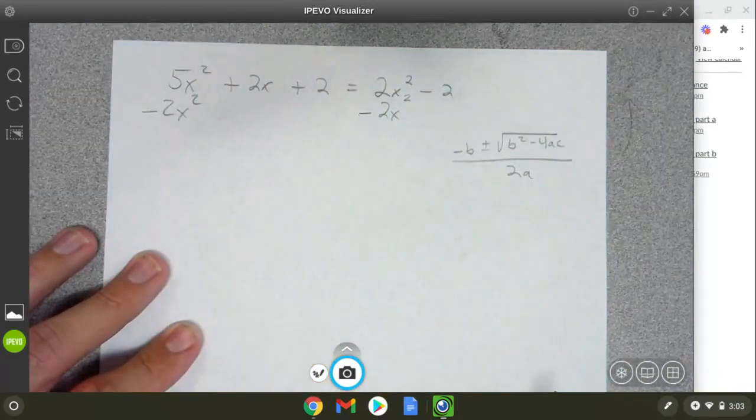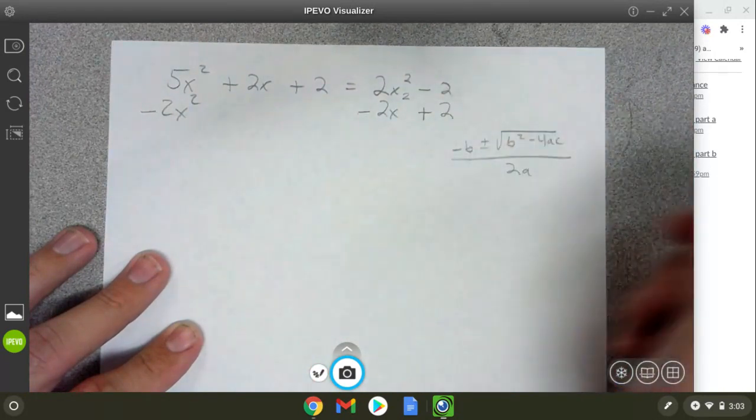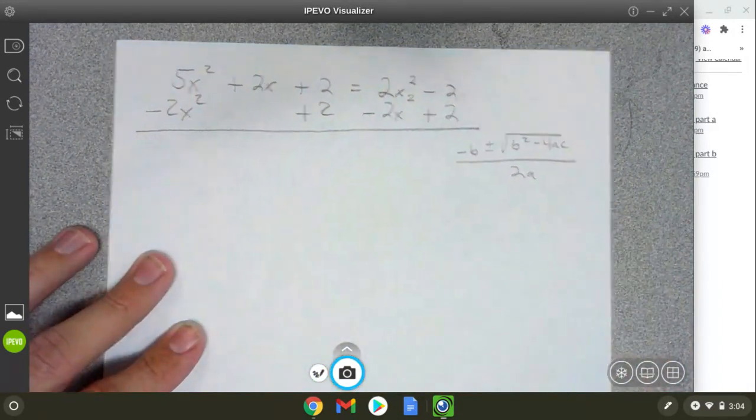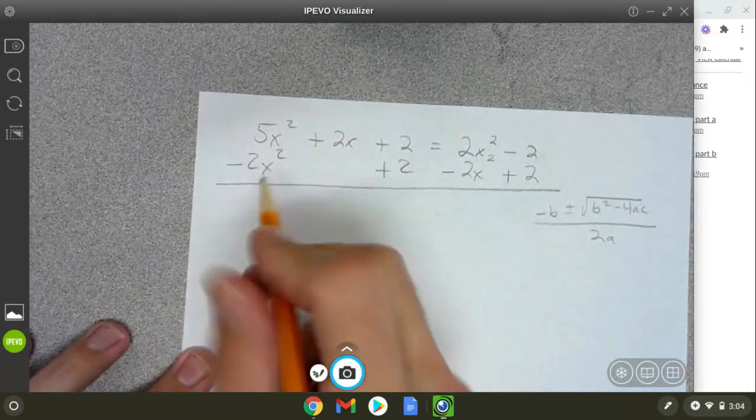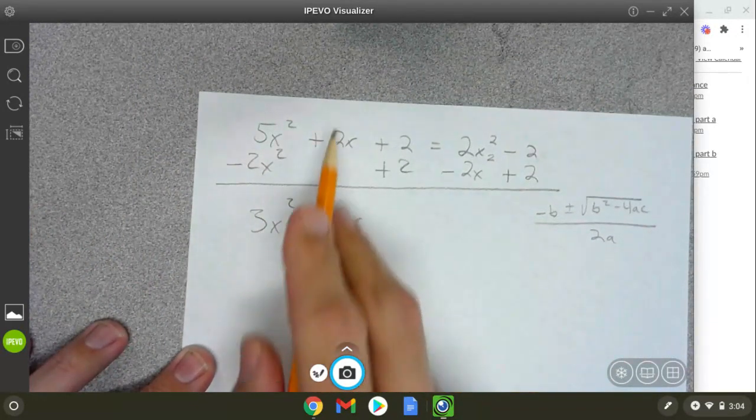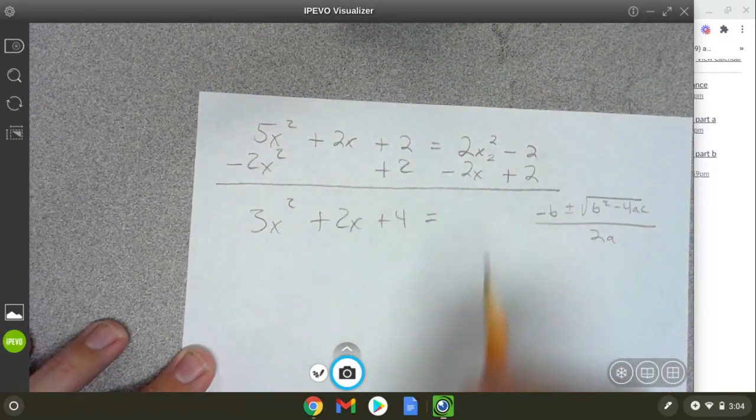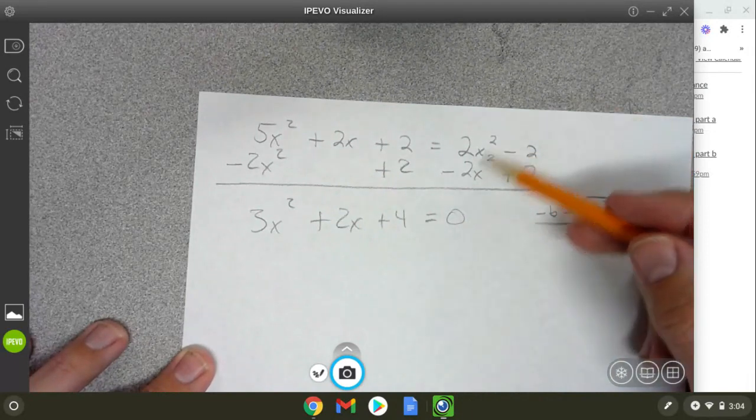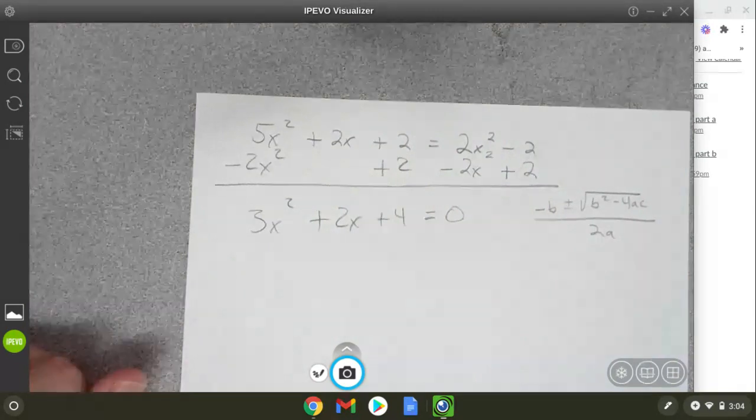Like terms, we have to do that. Also, let's plus 2 on both sides to cancel that. Plus 2 right there to cancel that. Now, over here we'll simplify. So we get 3x squared plus 2x, that just comes down, and plus 4 is equal to 0 because those cancel and those cancel. All right, now we can use the quadratic formula.